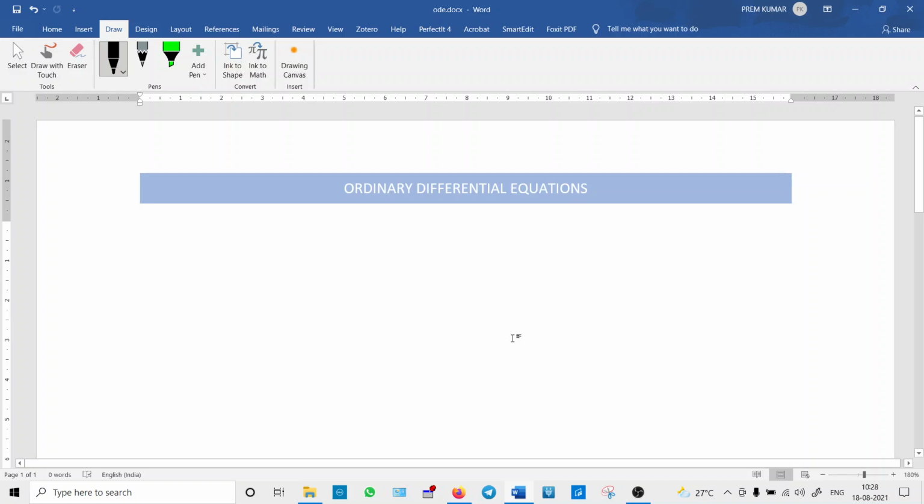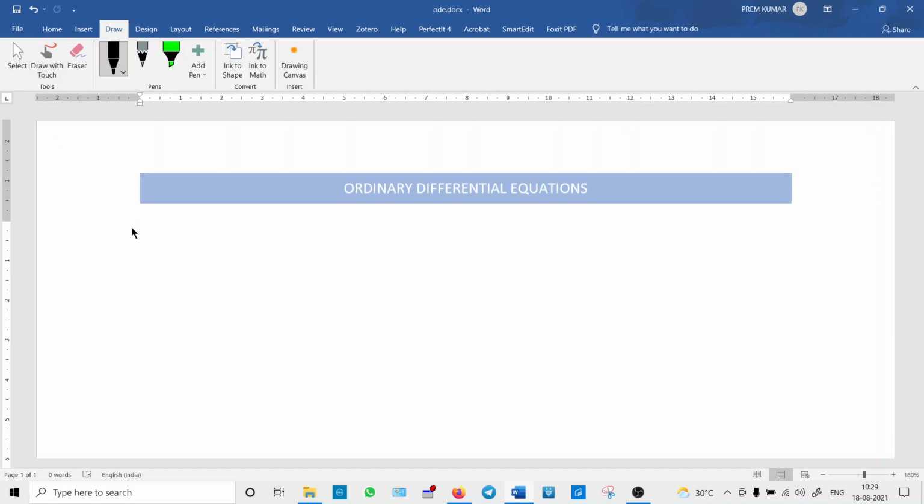Dear students, in this session we are going to discuss what exact differential equations are and how to solve an exact differential equation. We are going to see the method to solve an exact differential equation. So first we are going to see what an exact differential equation is. We will see some definitions.